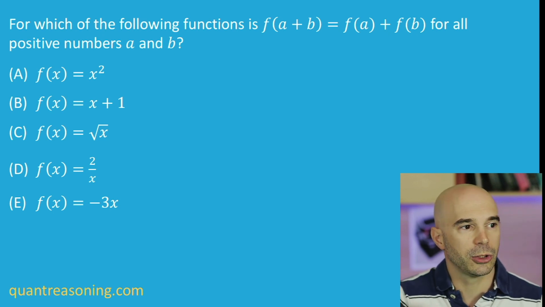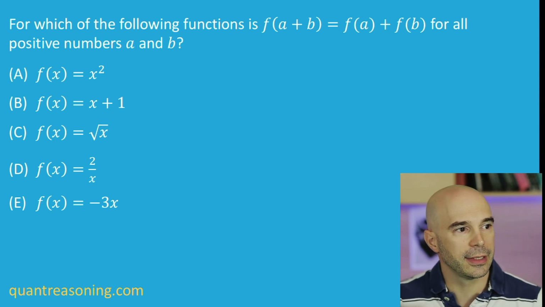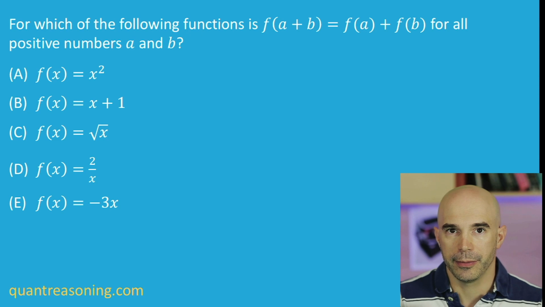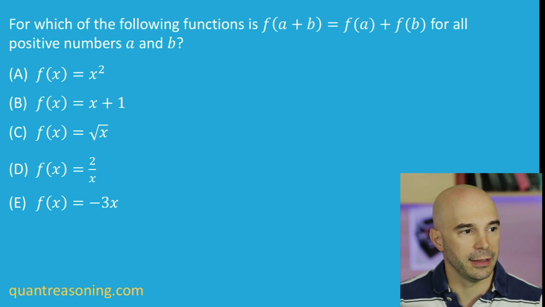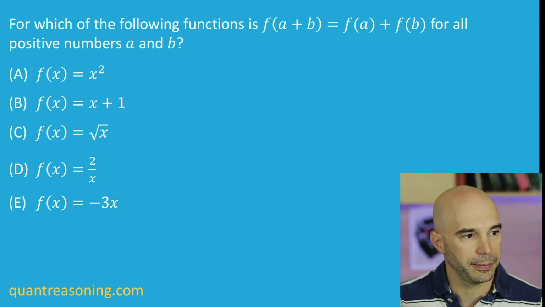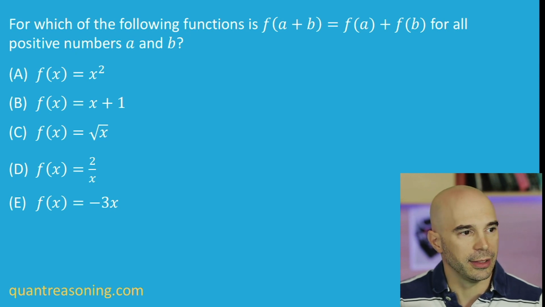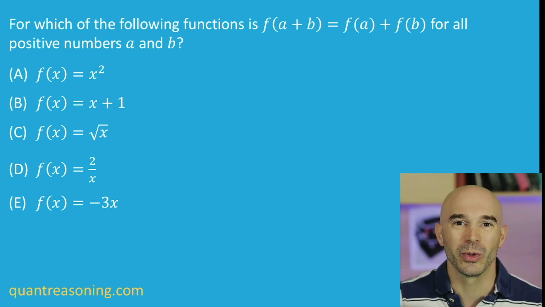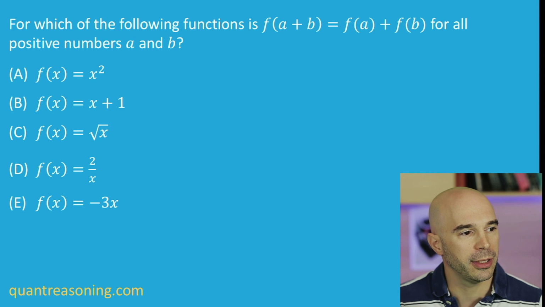So the function in answer choice A receives some kind of input, and then it squares it and spits out the output. So it just squares whatever input it received. The answer choice B, what does that function do? It adds 1. It adds 1 to whatever the input was, then spits out the output. And so on, right? So this function in answer choice C takes the input and square roots it.